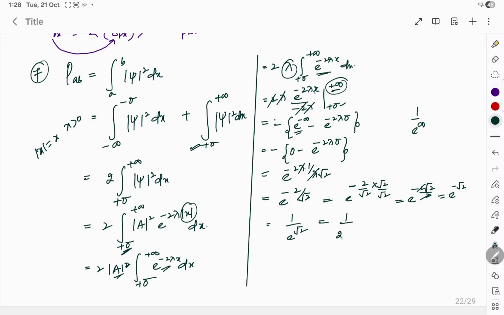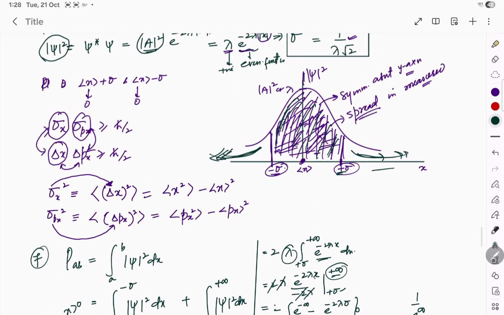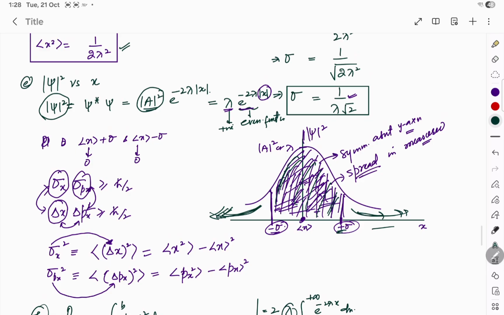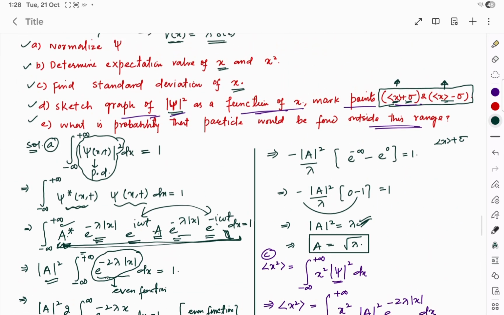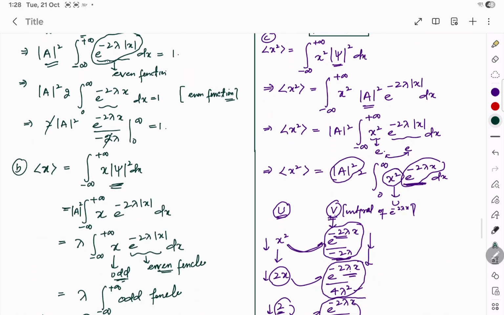It's like 1 over 2.7 to the power 1.414. When you evaluate it, the answer is around 0.24, if I remember, 0.2431. This is the probability, or in percentage it would be 24.31%. Okay, this is the probability of finding the particle in the region outside from minus sigma to plus sigma. What is the probability that the particle would be found outside this range? This. Okay, so that's all in this video. Thank you so much for watching.